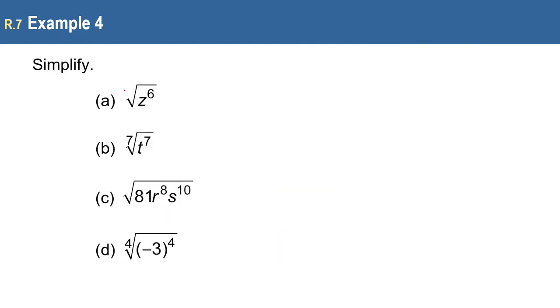In example A, let's simplify the square root of z to the 6th. I can rewrite this as the square root of z times z times z times z times z, 6 times. Now the reason I'm doing this is to show you a shortcut. Notice that we're taking the square root, so we're looking for the index being 2. So think about the square root as taking groups of 2. If I look at the groups of 2, notice that we will have 3 groups of 2.